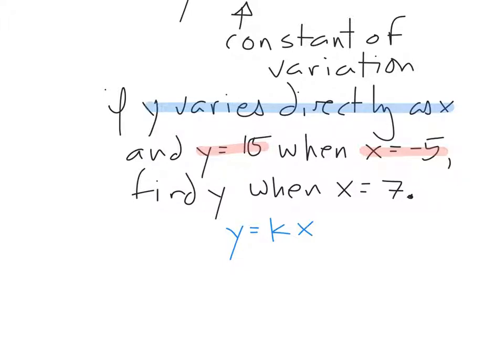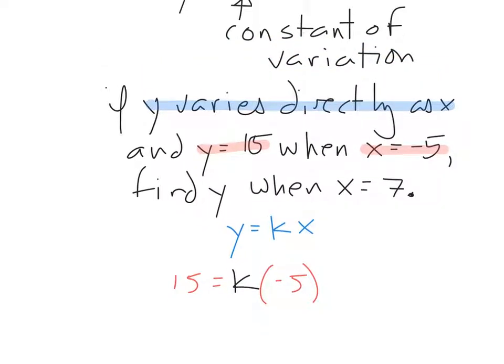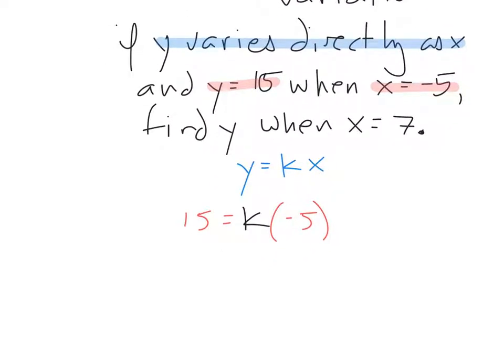I'm going to use that information to find, what am I missing? I'm missing k. So I'm going to go ahead and plug in 15 and set that equal to k times negative 5. I don't know what my constant of variation is. This is pretty straightforward stuff, as far as the math is concerned. Which means that k is equal to negative 3.